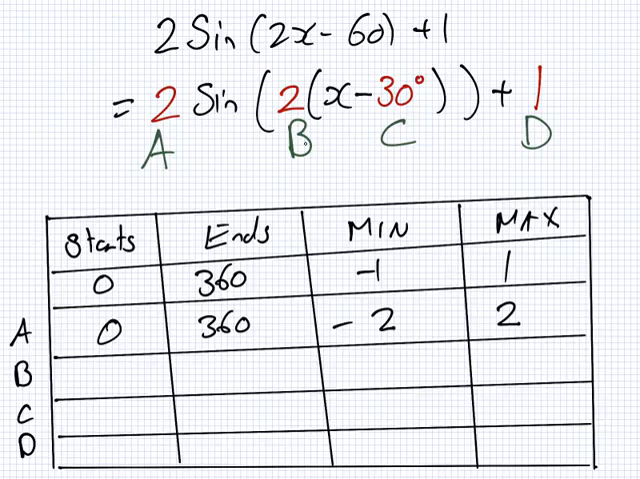What's the effect of the B? The ends will change. Yeah, it compresses it. So it starts at 0, but now it ends at 180. What's the effect of the C?